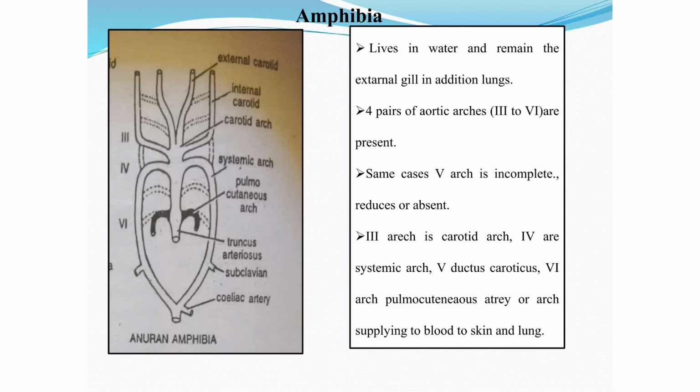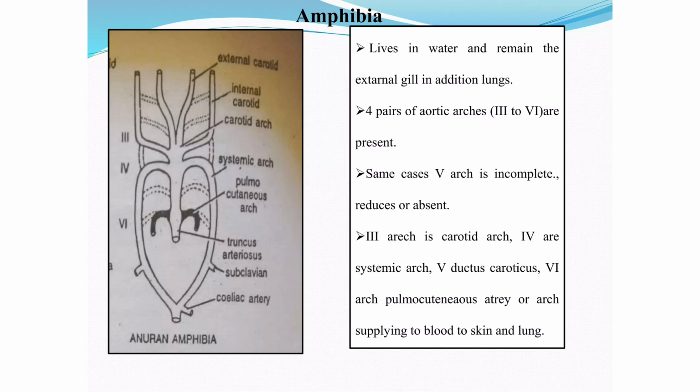Next, anurans. In the larval stage of an anuran or tailless amphibian, the arrangement of aortic arches is similar to that of adult urodeles because they breathe through gills. During metamorphosis, when the gills are lost, the aortic arches 1, 2 and 5 disappear. The ductus caroticus also disappears and the third arch carries oxygenated blood only to the head.